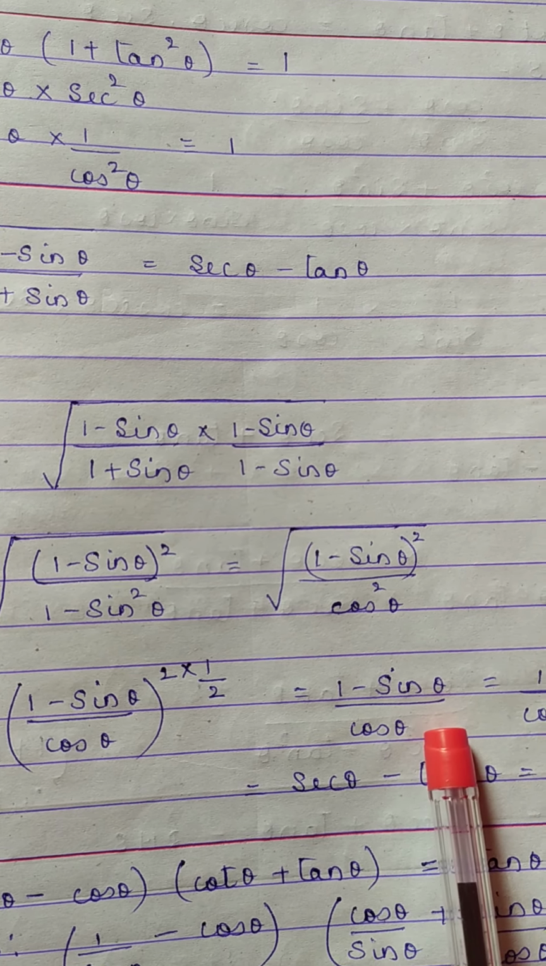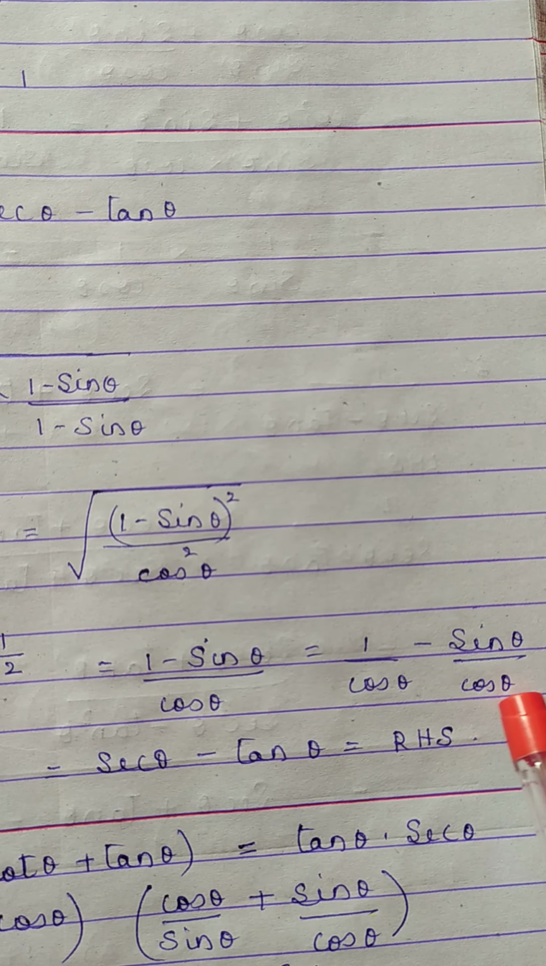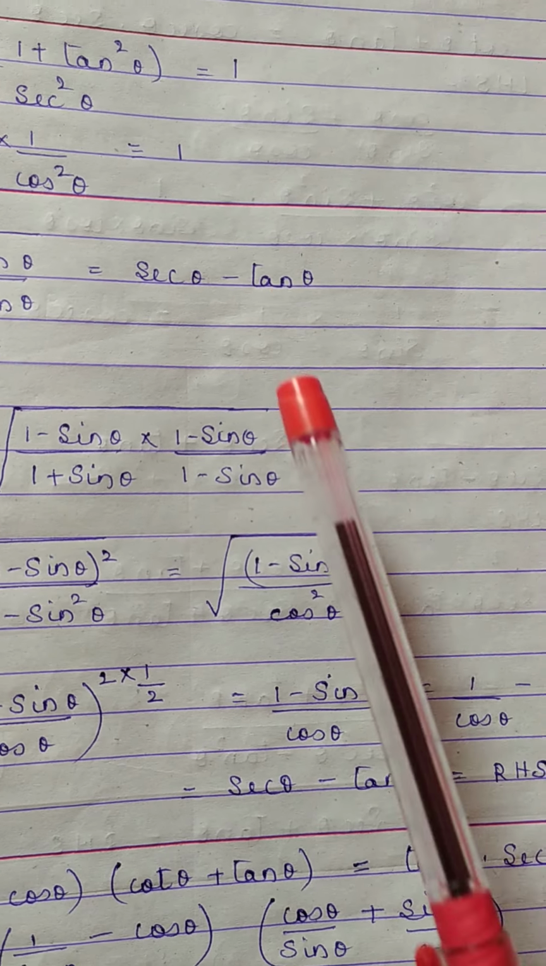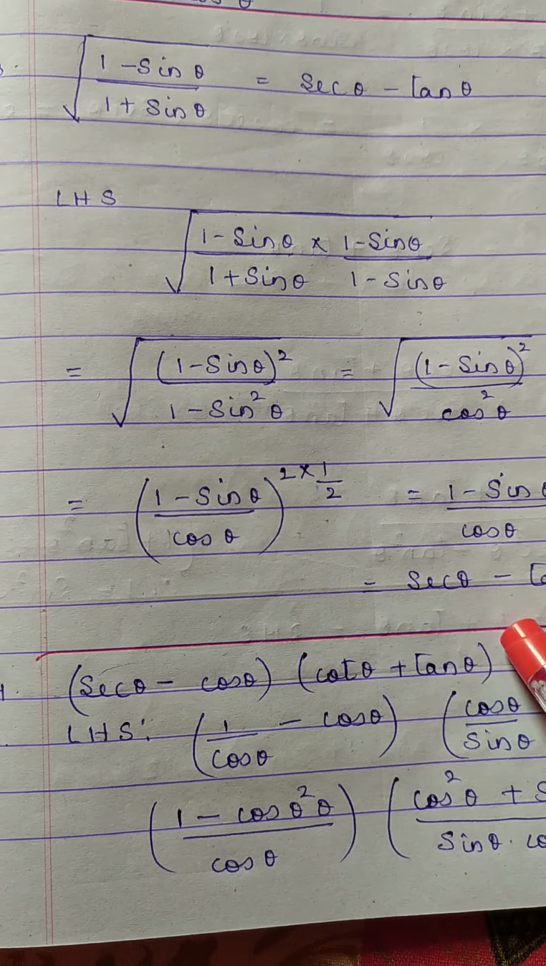Separate cos theta to both. So 1 upon cos theta minus sin theta by cos theta. So that is sec theta minus tan theta, which is the RHS. Okay. So this is how these kind of sums have to be done.